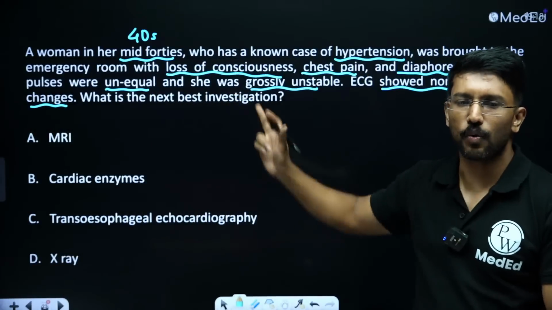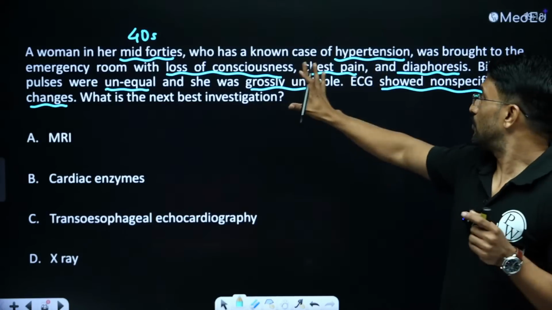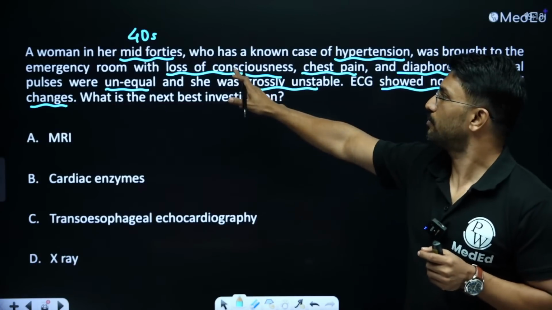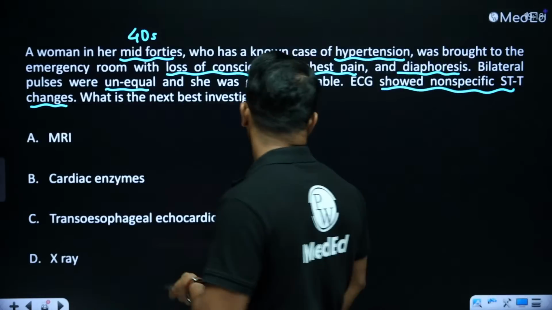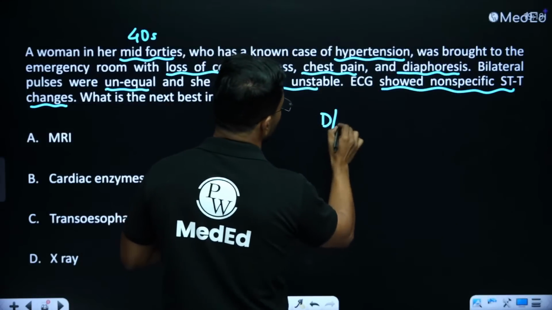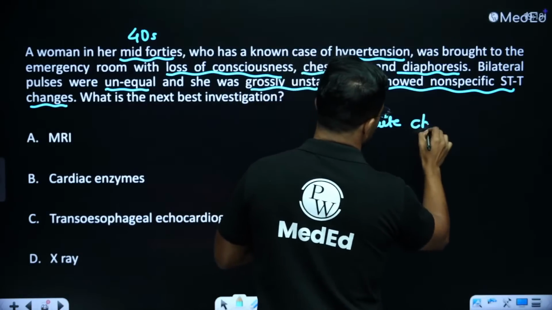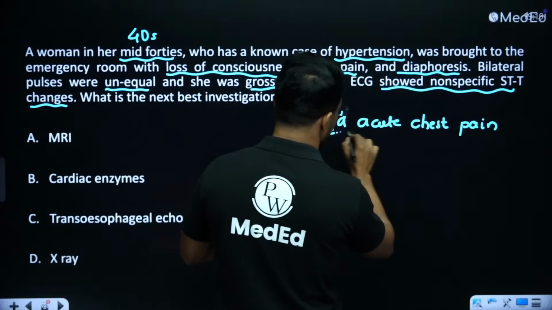So from the story, what's the diagnosis you're thinking of? See, when someone complains of chest pain, what are the differential diagnoses we have? That is acute onset, right? Brought to the emergency room. It's not like chest pain going on for months or years together. So DD for acute onset chest pain. What are the differential diagnoses for acute chest pain?